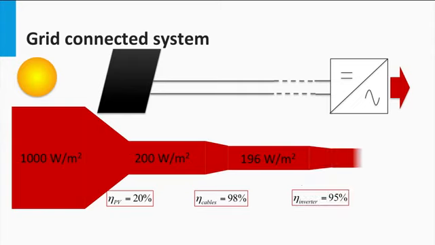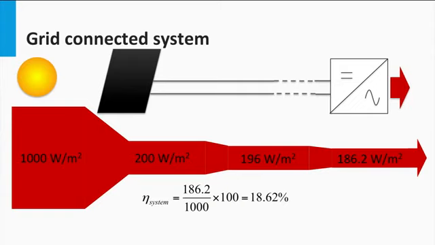Thus, the AC power per area present in the system is 95% of 196, which is 186.2 watts per square meter. Assuming a lossless exchange at the distribution panel and negligible dissipation in the cables carrying AC power, we get an overall PV system output of 186.2 watts per square meter.